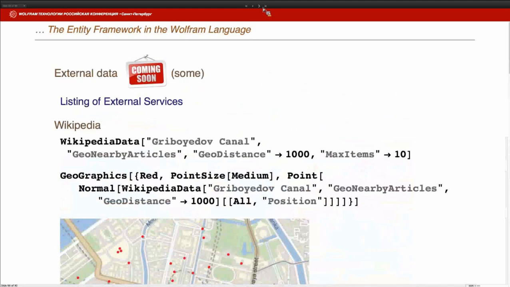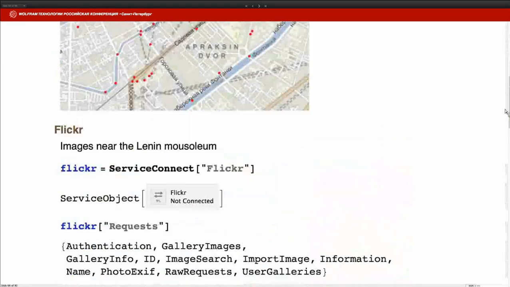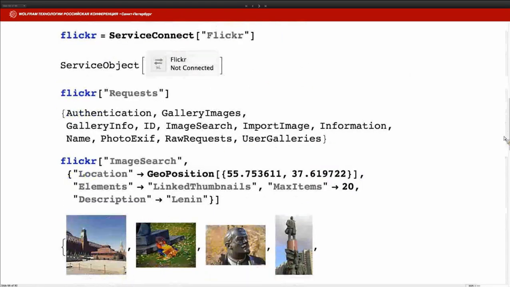And then there are external data. External data are things that we currently don't have, that change very fast, that are owned by somebody else. For instance, here's a connection to Wikipedia. I ask for what kind of geographic things are near to a certain geographic object, for instance this canal. I get a long list, I can immediately plot them.